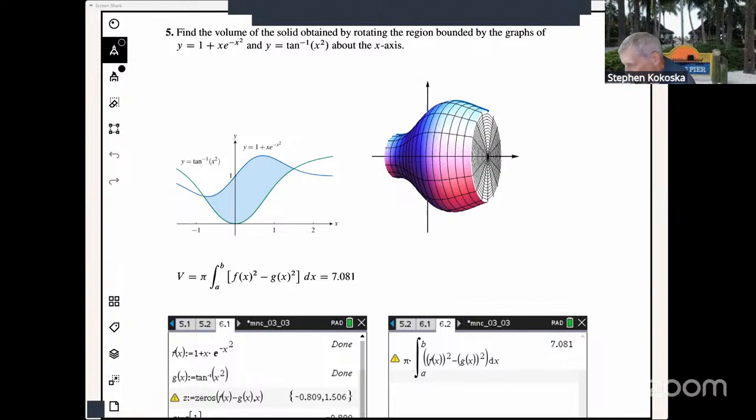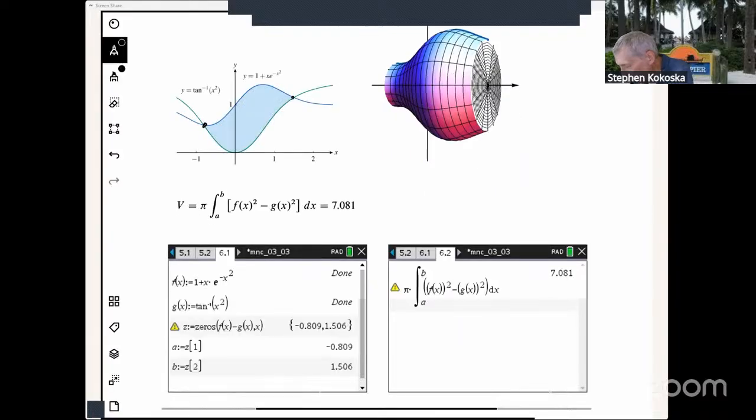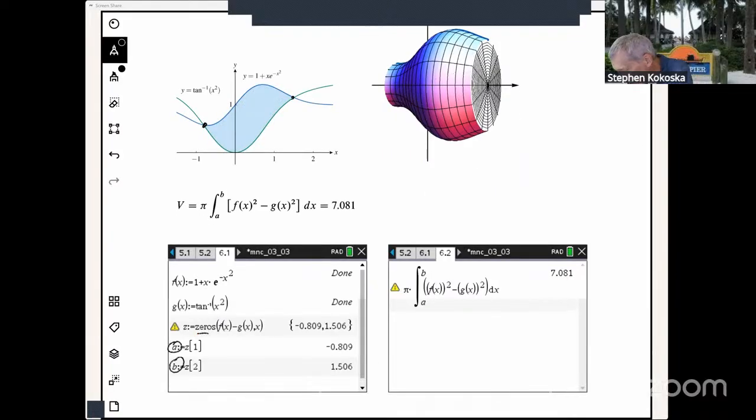Okay, so for these two, I'm certainly going to have to find these intersection points. I did that. I have to find the x values of these points of intersection. So I did that on my calculator rather quickly. Here they are using zeros, and here's my A and here's my B.